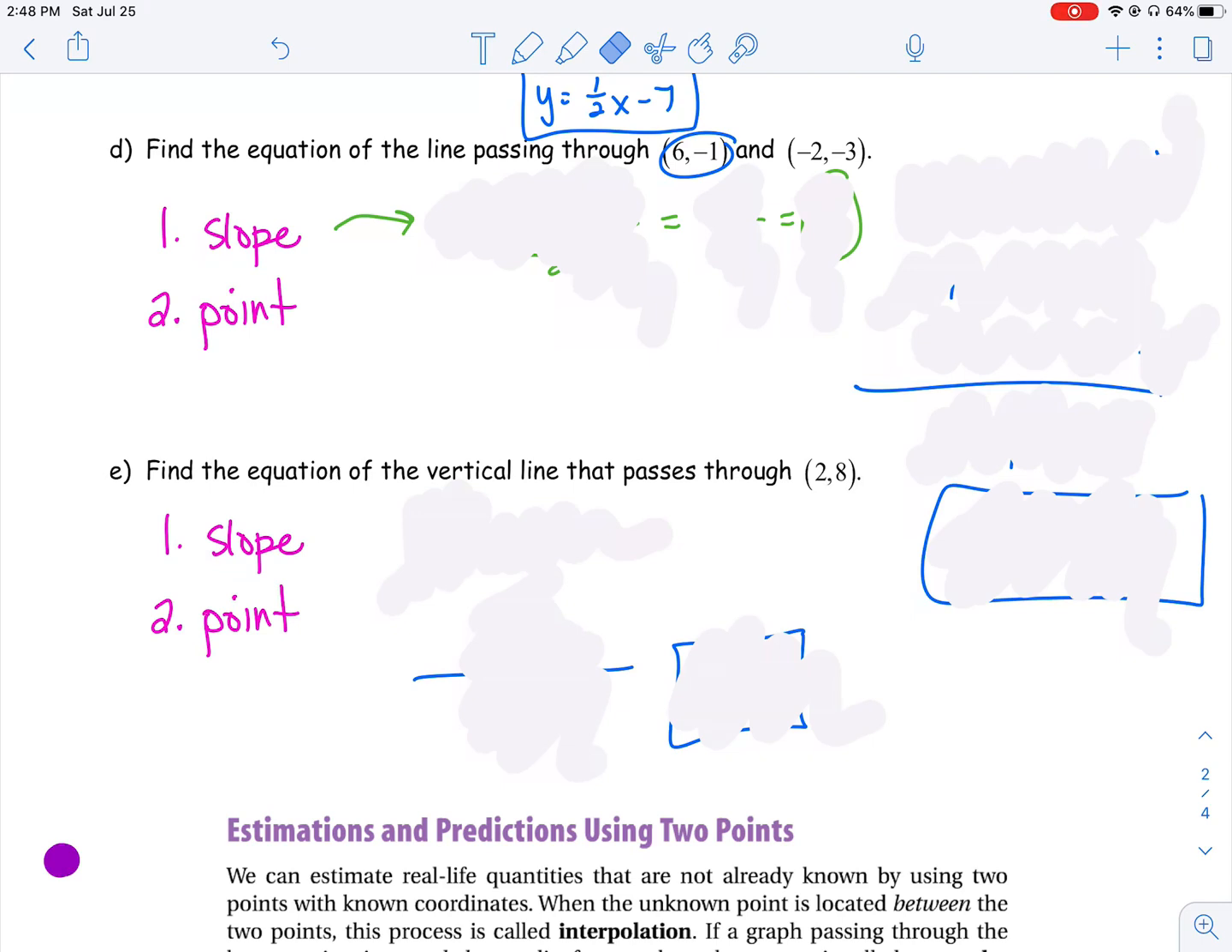Well, do you remember that there's a slope formula? y2 minus y1 over x2 minus x1. Can I use that slope formula to figure out what the slope is between these two points? Let's do that.